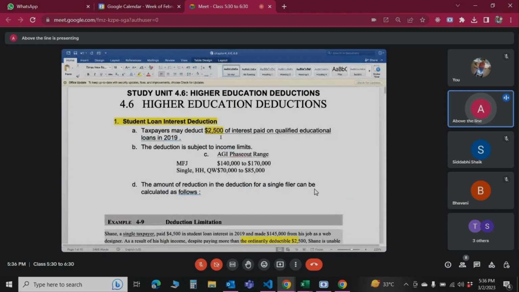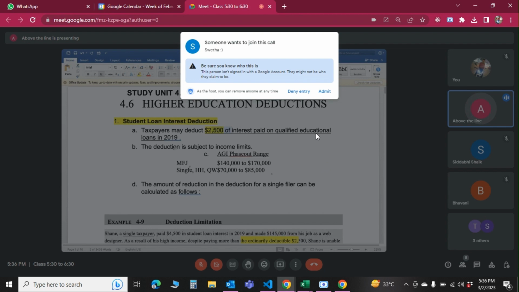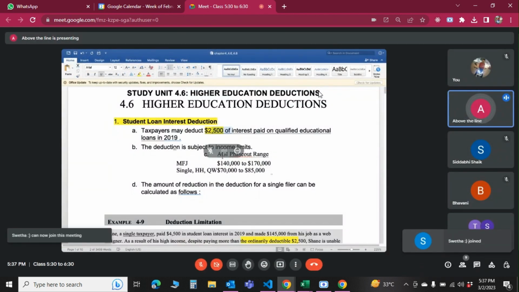Okay, so we'll start the next unit under this chapter. First one is higher education deductions. I think we recently spoke about it. Some $2,500 of interest paid on educational loan, how can they be deducted if there is any limit on it? So anyways, there's a limit of $2,500. This is called the student loan interest deduction. We are talking about an above the line deduction.